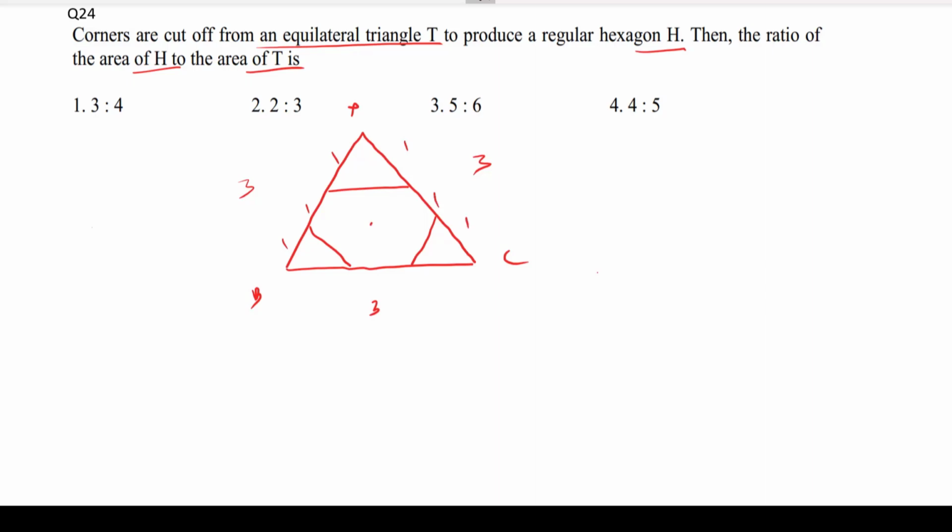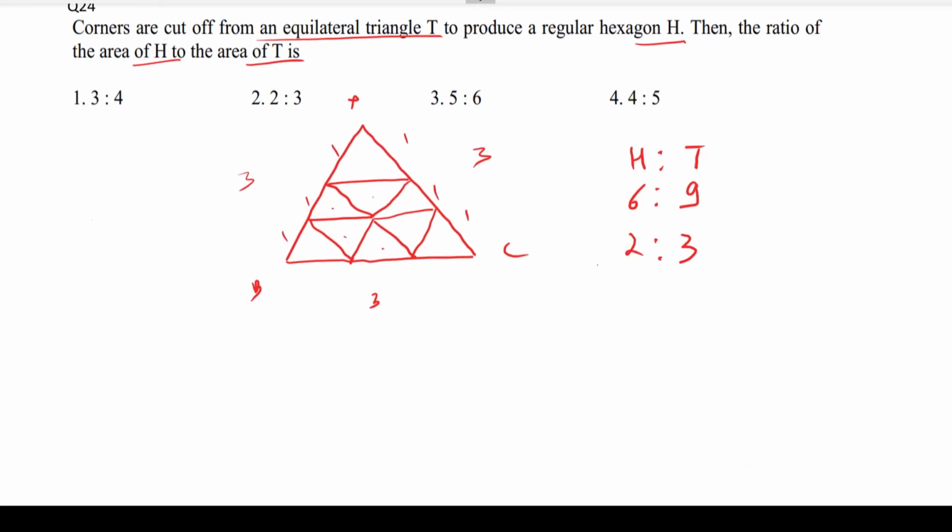Now just draw. So these triangles will all have equal area. Now for the ratio of area, count the number of triangles. The hexagon has 1, 2, 3, 4, 5 and 6 triangles, whereas the big triangle has 9 small triangles. So the ratio will be 2:3.